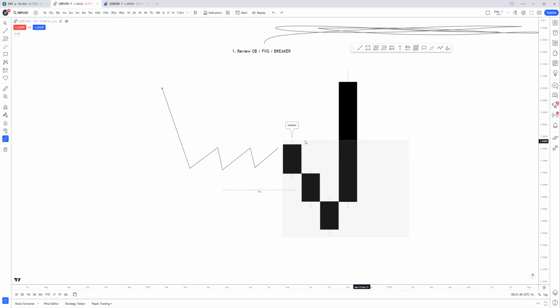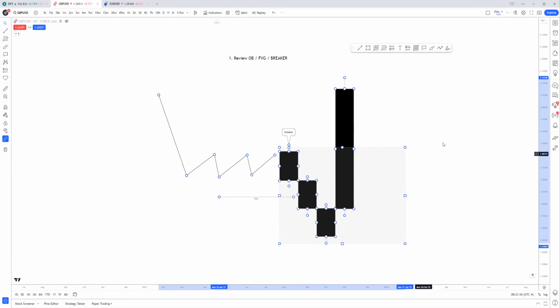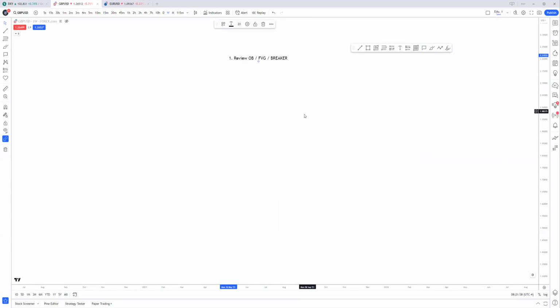Of course, on the fractal nature, there might be some sort of other draw on liquidity that you can use to confirm, but on this time frame, you do not need it, right? It'll just be a continuation of the move. Okay, so I think we got all that down.